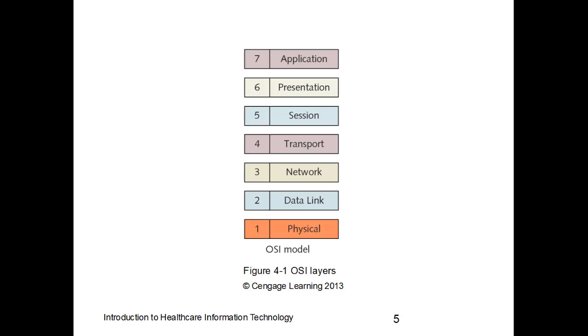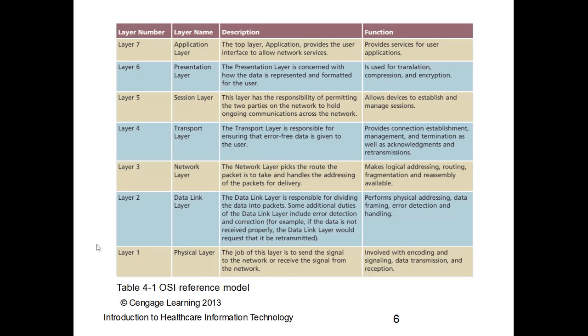In this image, we have an illustration of that OSI model, going from level 1 to level 7. Layer 1 is the physical layer, layer 2, data link, 3, network, 4, transport, 5, session, 6, presentation, and 7, application. And in this table we have more detail on each of the layers and what their functions are.